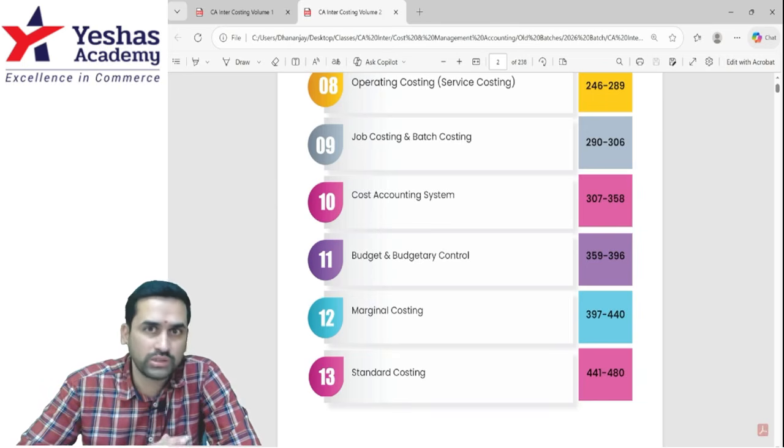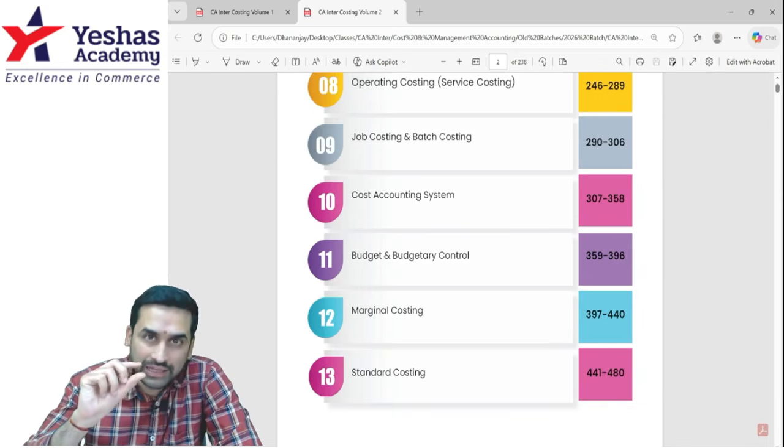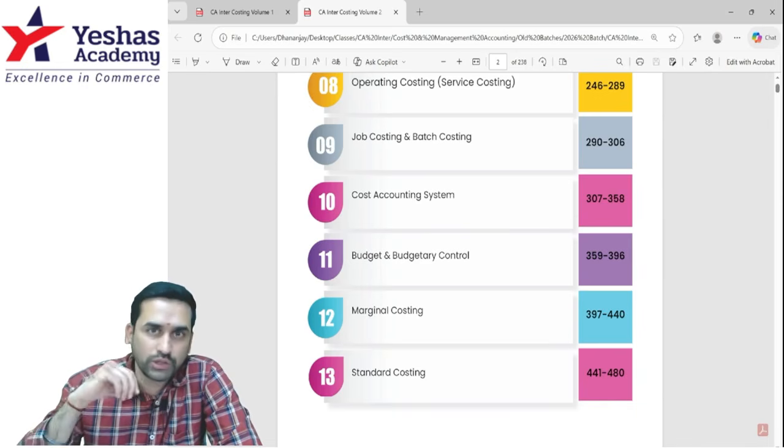Go through all those journal entries without fail, including the journal entries for abnormal transactions like loss of stock by theft, etc. What is the entry to be done? Even that I want you to go through, because that journal entry itself can be a multiple choice question.